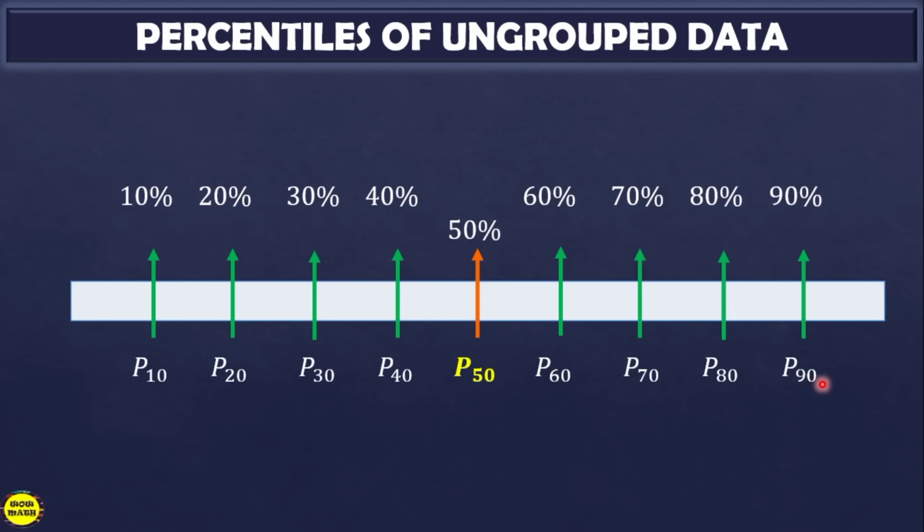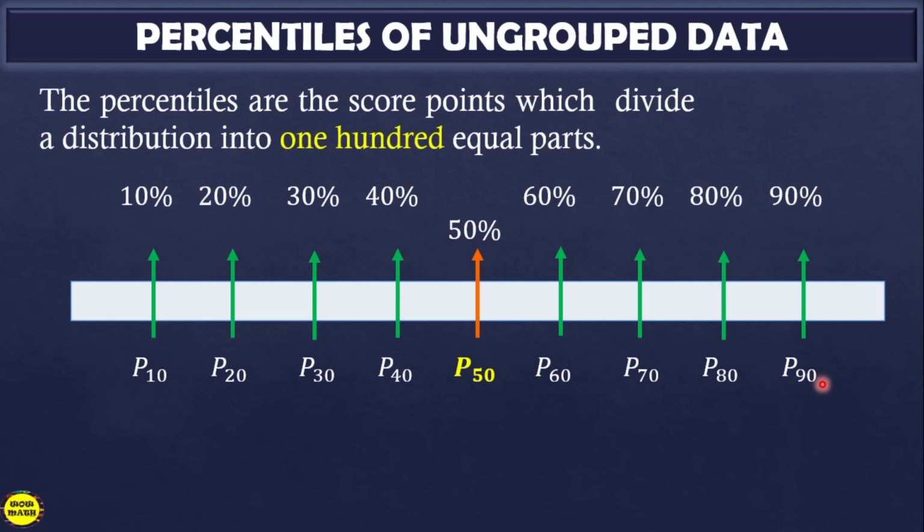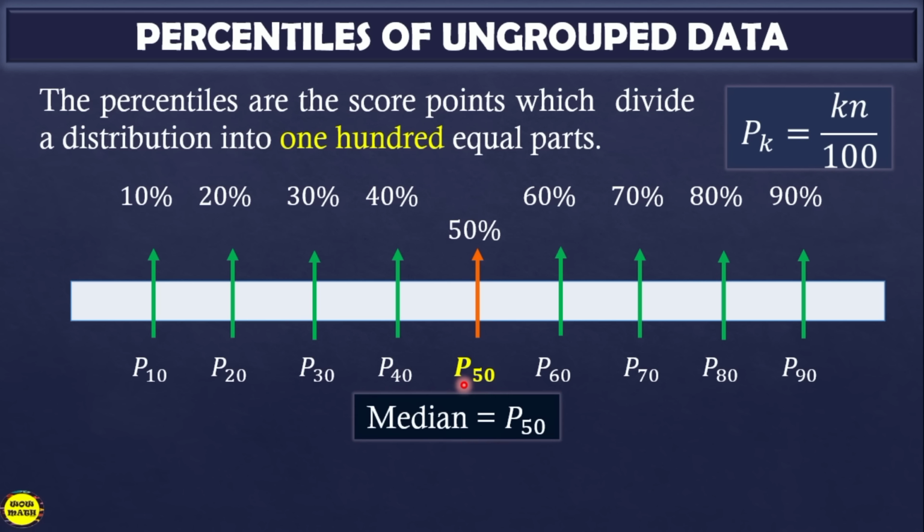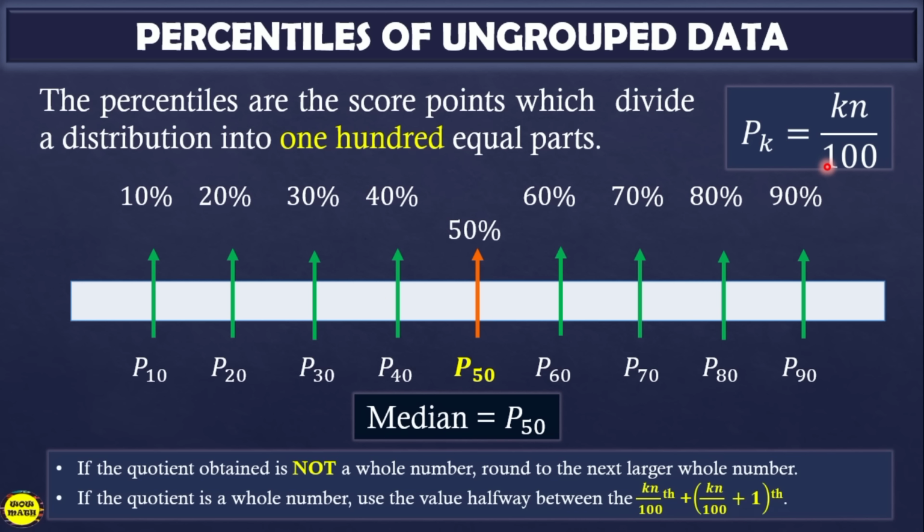Next, let's go to percentile. Okay, so percentile is divided into 100 equal parts. So, the 50th percentile is equal to our median. So, using the formula k times n over 100, we will use again, like in the decile, that when the value we computed is not a whole number, we round our answer to the next larger whole number. And when the value we computed is a whole number, we get the value halfway between the two positions. Okay?